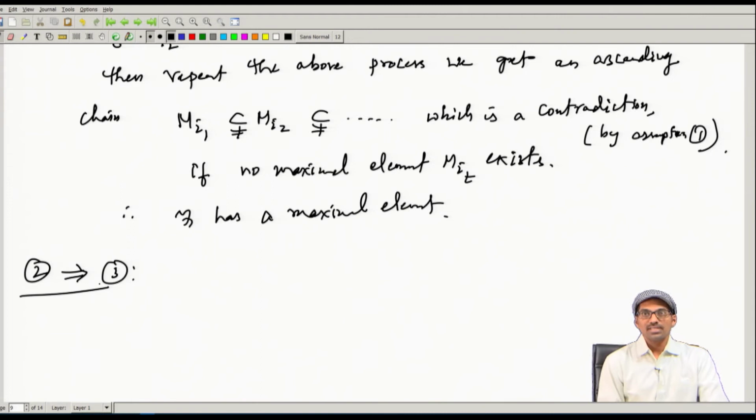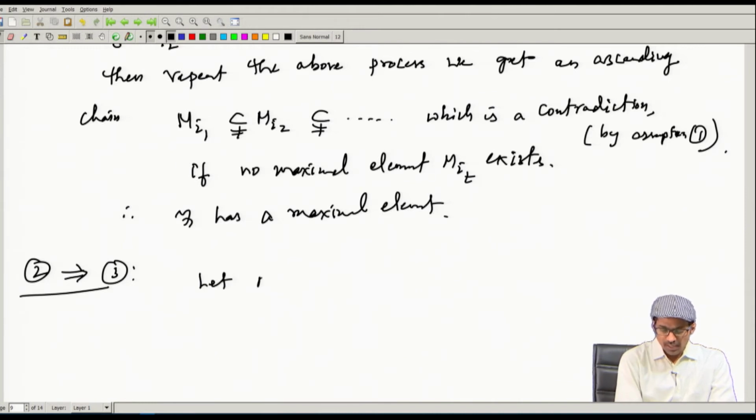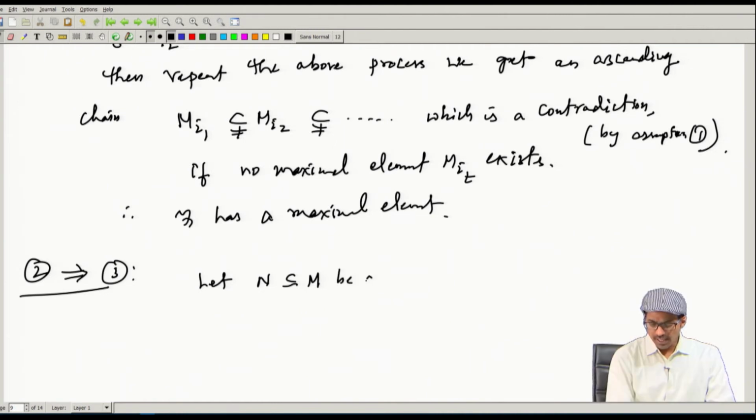Assume that every non-empty family of submodules of M has a maximal element. Then we need to show that every submodule of M is finitely generated. So, for that, let me start with a submodule. Let N be contained in M, a submodule of M.